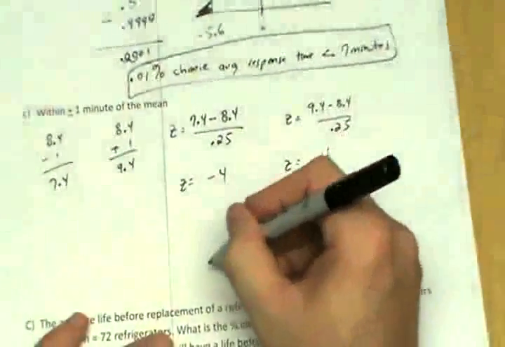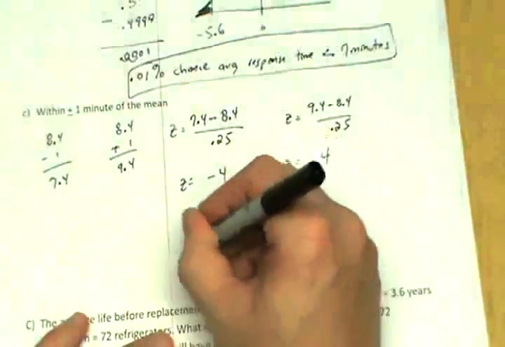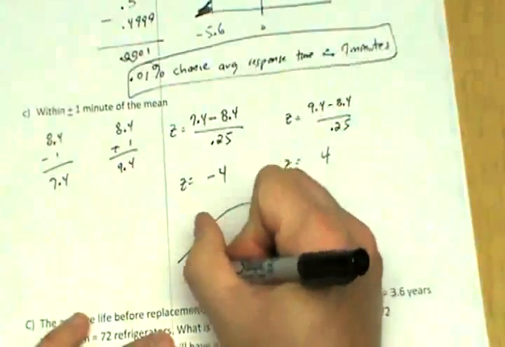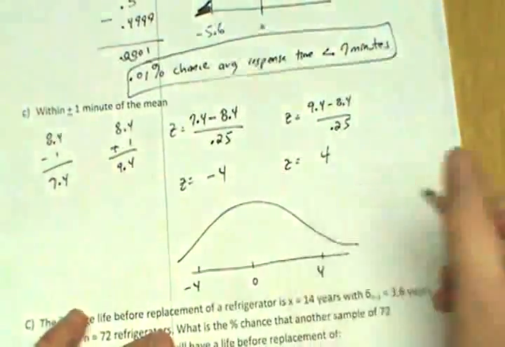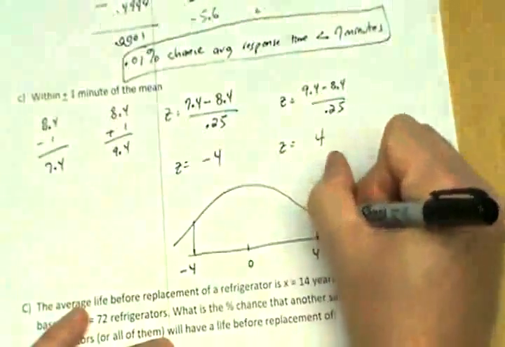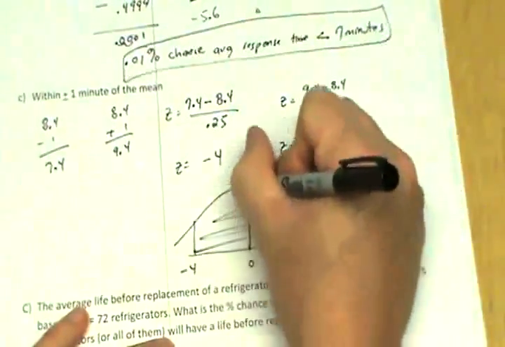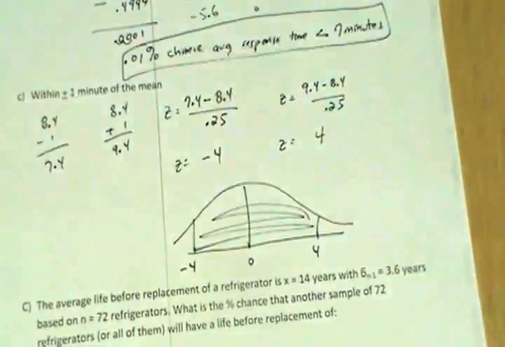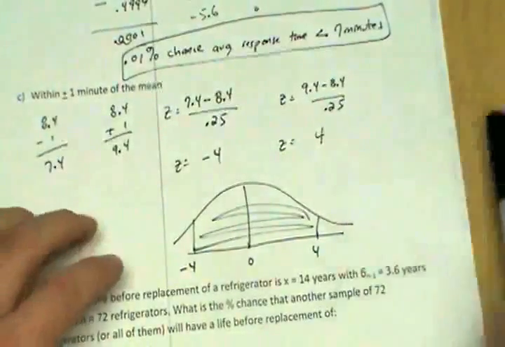Okay, so we have to look up those z-scores, and again, both of those, z-score of negative 4, z-score of positive 4, are off the chart. There is no z-score of 4 and negative 4, so we're going to use 0.4999.